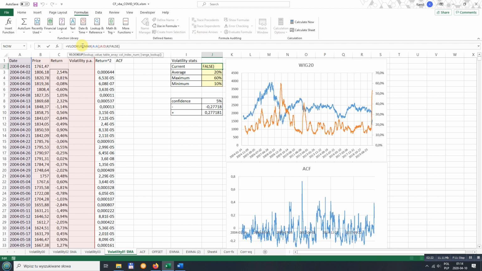take a look at the function here. So we use the VLOOKUP function to find the volatility for the maximum value in the first column. And in the first column we have dates, and the dates in Microsoft Excel, you may already know this, Excel stores dates and times as a number, and this represents a number of days since the beginning of the 20th century.